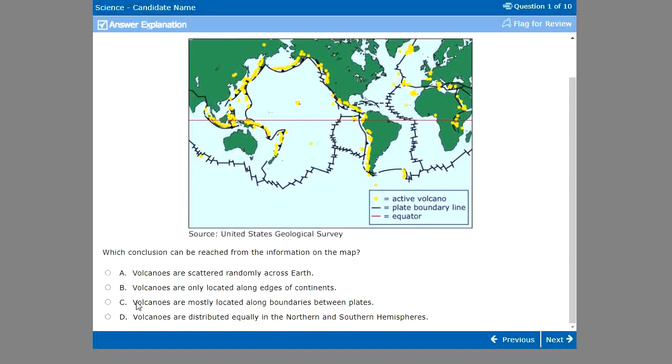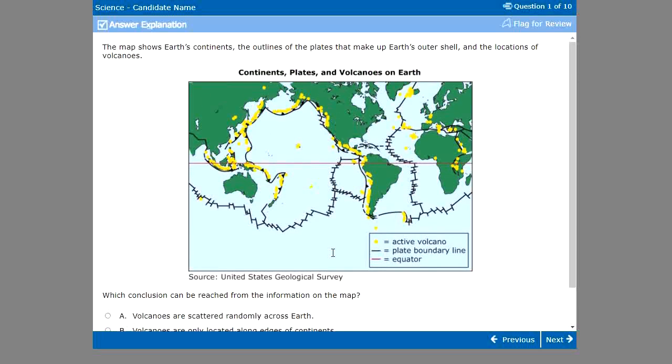Which conclusion can be reached from the information on the map? Volcanoes are scattered randomly across Earth. Volcanoes are only located along edges of continents. Volcanoes are mostly located along boundaries between plates. Volcanoes are distributed equally in the northern and southern hemisphere. So this question shouldn't be too difficult. Now we can see that most volcanoes follow the black lines. For sure, a couple of them lie outside of this, but most volcanoes follow these black lines.